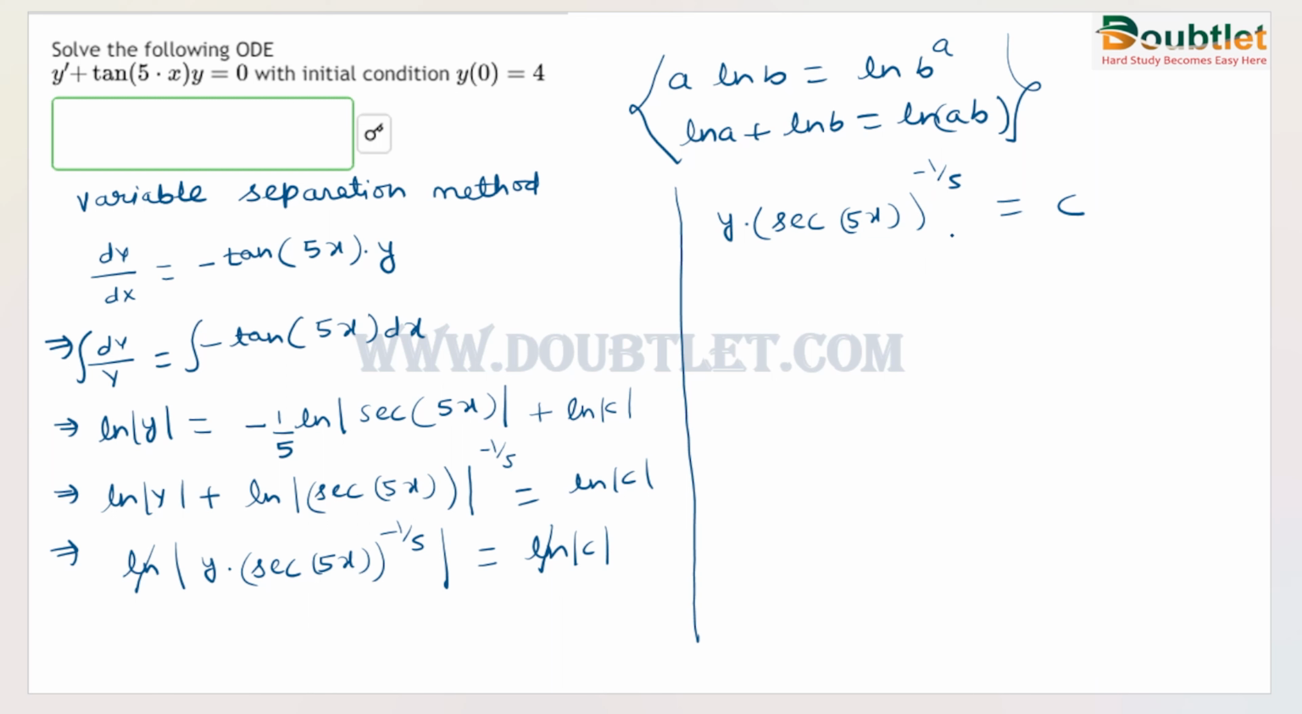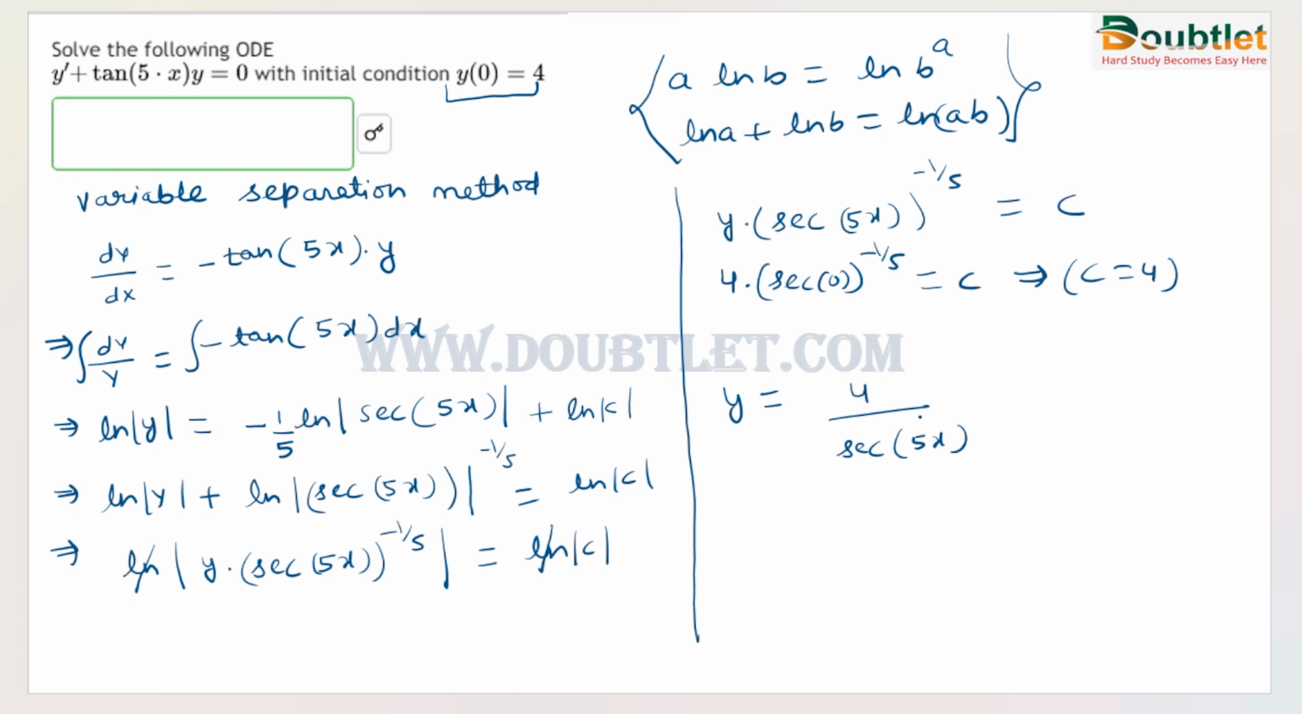To find the value of c, we will use the initial condition. We put x is equal to 0 and y is equal to 4. So this will become 4 times (sec 0) to the power minus 1/5 is equal to c. From here we get the value of c as 4. So we can write this as y is equal to 4 divided by (sec 5x) to the power minus 1/5.